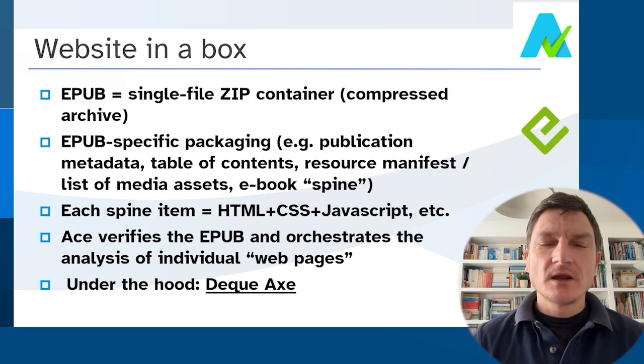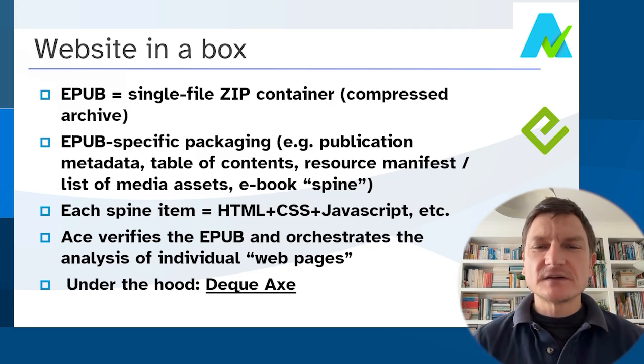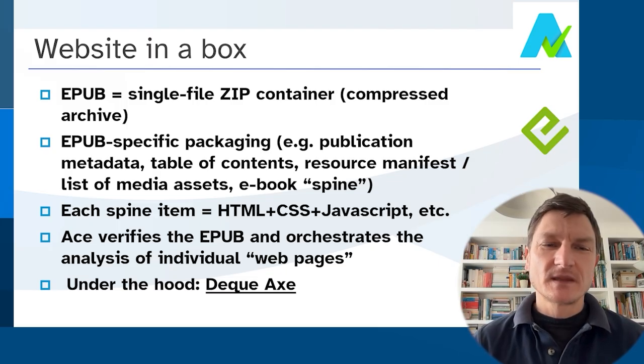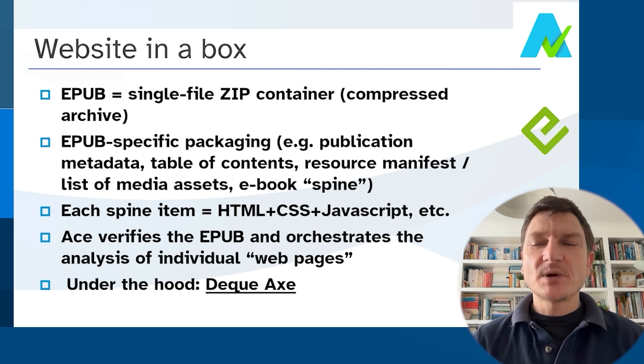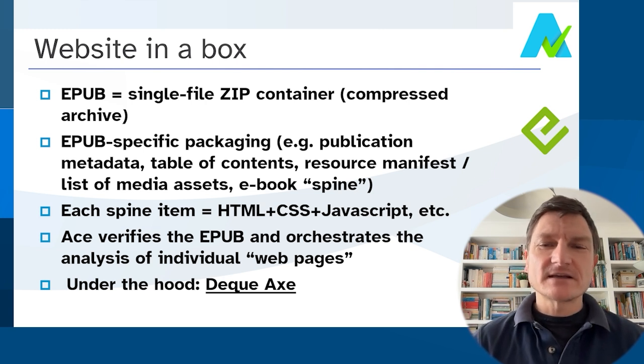The W in WCAG stands for Web, but this also applies to EPUB, which is essentially a website in a box. A publication is a single file, zip archive, that contains some XML data that describes the EPUB package. The actual ebook spine consists of HTML documents with CSS, JavaScript, multimedia files, etc. In addition to verifying the EPUB-specific data, ACE essentially orchestrates the analysis of individual web pages.